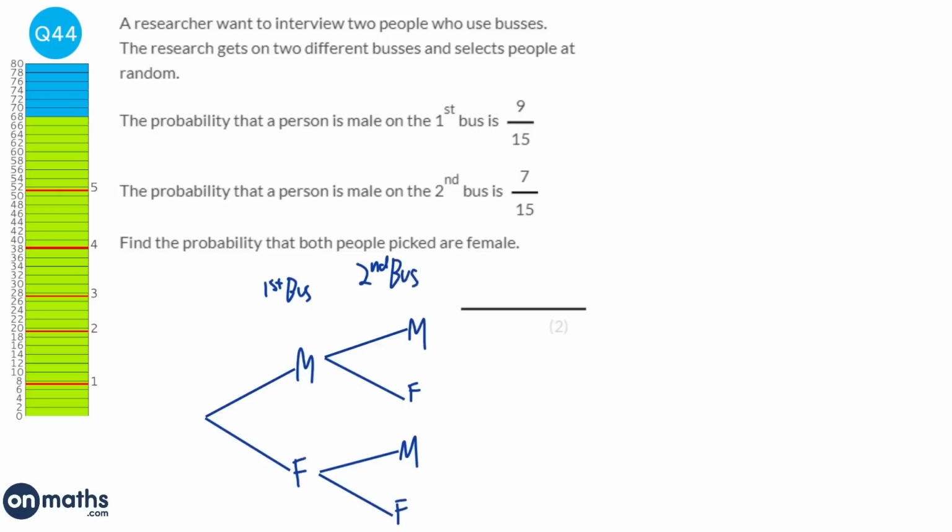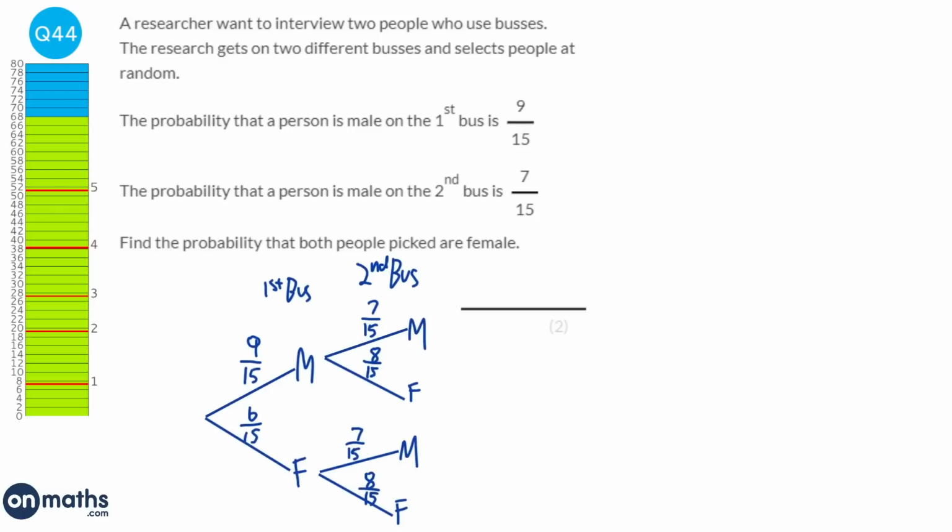So the probability of male on the first bus is 9/15, and therefore the probability of female is 1 minus 9/15, which would be 6/15. Male on the second bus is 7/15, and so female would be 8/15, because they need to add up to 1. And it's independent, so these will be the same. And the question is basically asking what is the probability that both will be female.